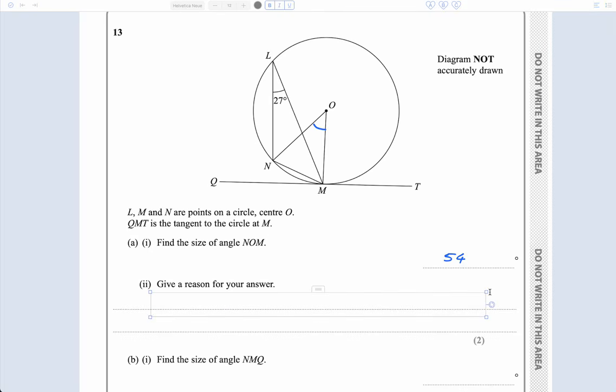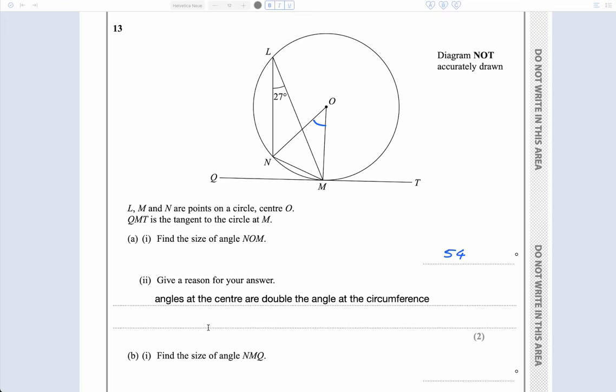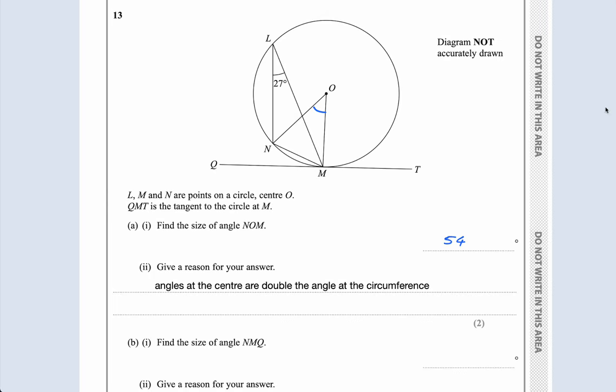Because angles at the center are double the angle at the circumference. That's when they come from the same 2 points, when they do NM. Okay, then it says find the size of angle NMQ. So NMQ is this angle here.